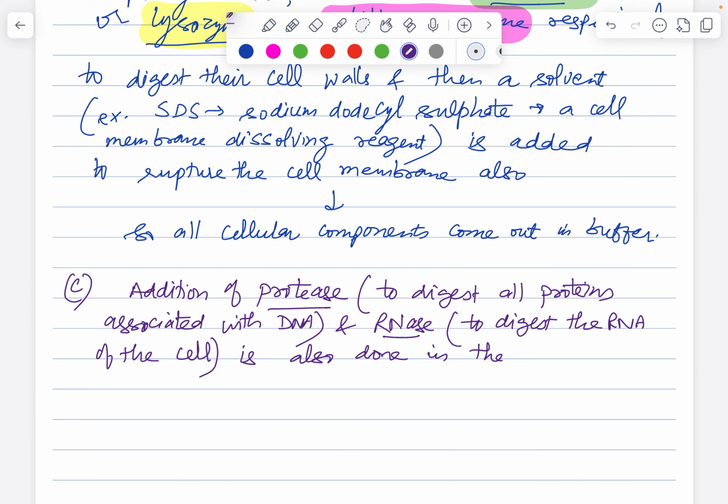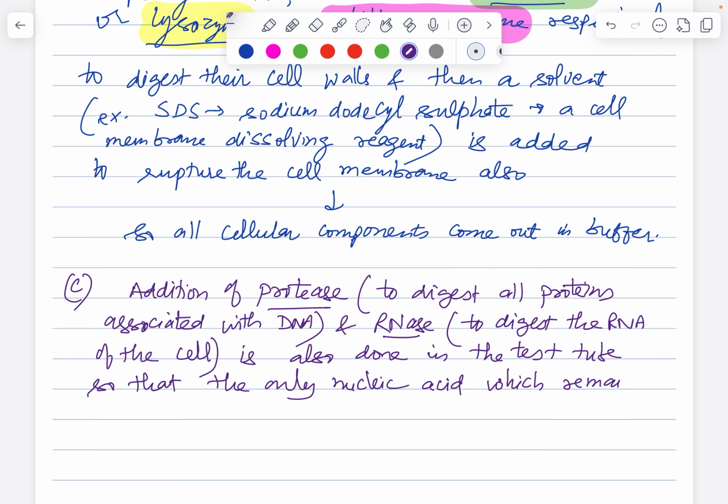Addition of proteases and RNase is done in the test tube so that the only nucleic acid which remains intact is what? DNA. And this DNA will be pure DNA now, without any proteins.